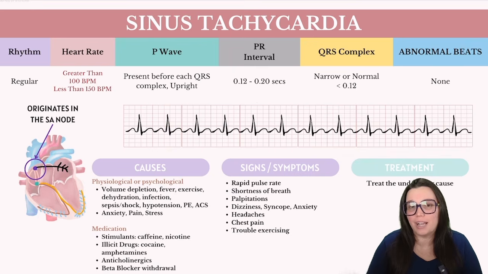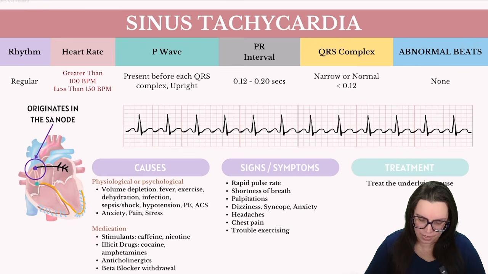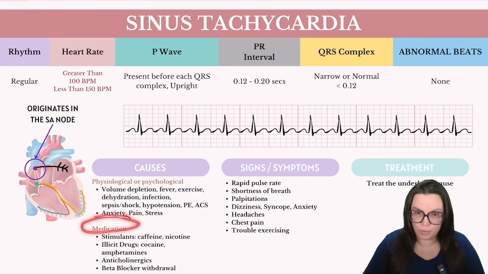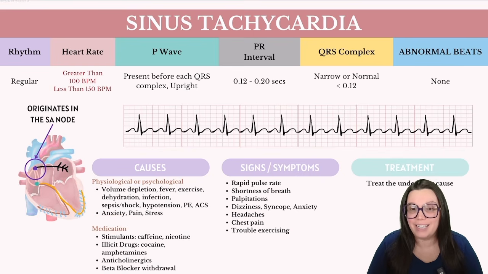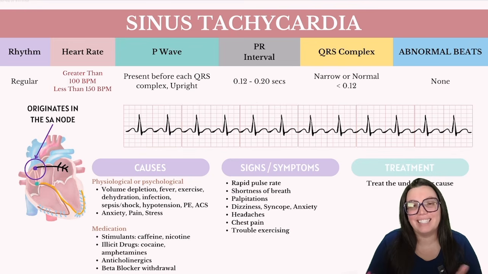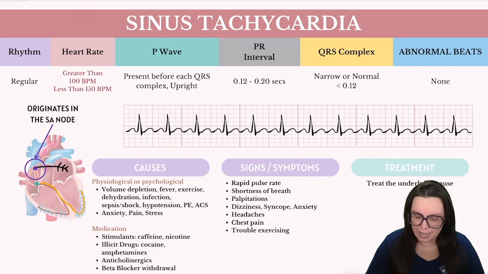Causes typically arise from the compensatory response to bodily conditions like decreased volume as well as catecholamine response due to stress. You may even see medications being an issue, which could be caffeine, nicotine, any kind of illicit drugs like we see with cocaine and methamphetamines, anticholinergics, as well as beta blocker withdrawal. Signs and symptoms typically remain the same like we see in sinus bradycardia, except in this instance we're going to see a rapid pulse rate.